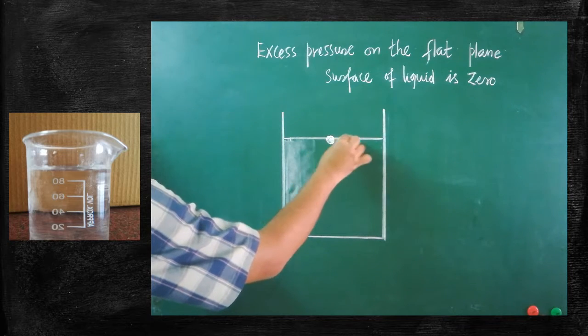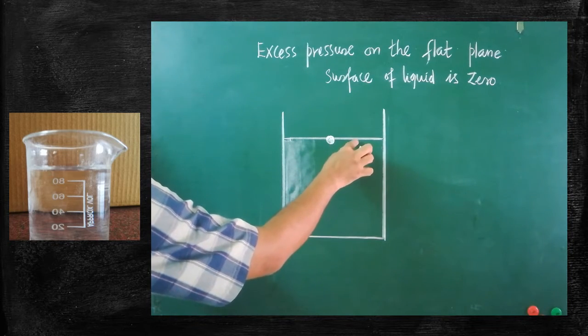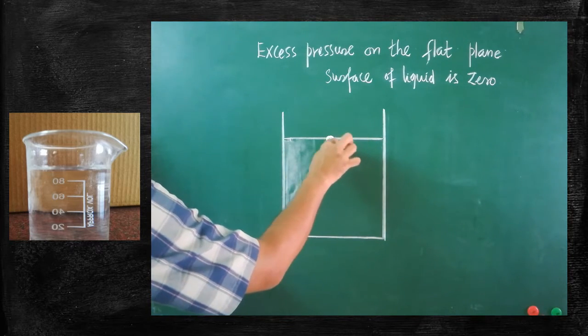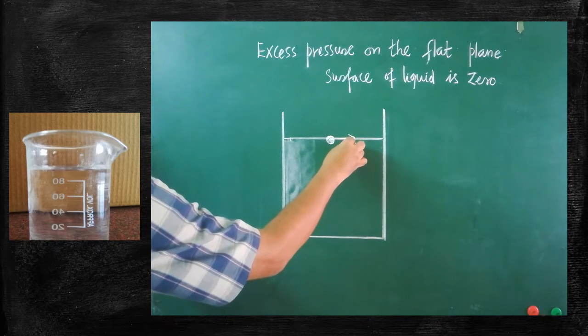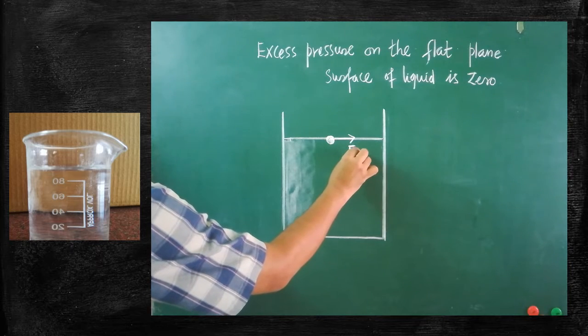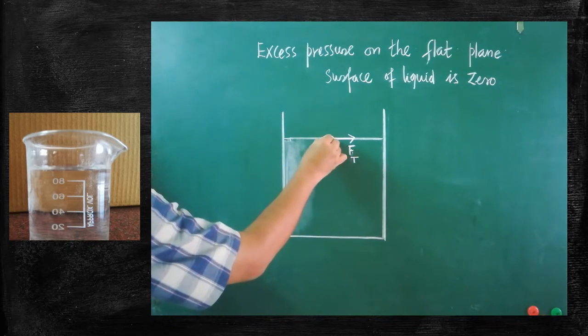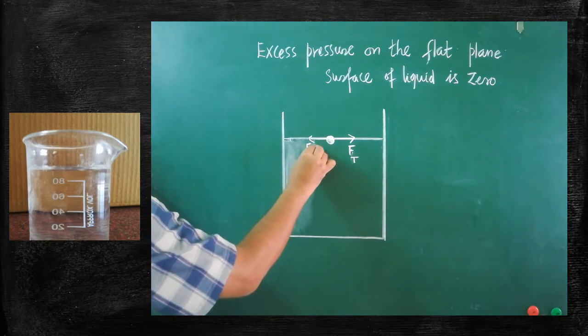Here this molecule is pulled by the neighboring molecules. Let us imagine nearby one molecule is there, here also one molecule is there. This molecule pulls this molecule in this direction. So this is the force due to surface tension, so it can be called as Ft. Ft means force due to surface tension. Here another molecule pulls this molecule in the opposite direction. Therefore it can be called as Ft.